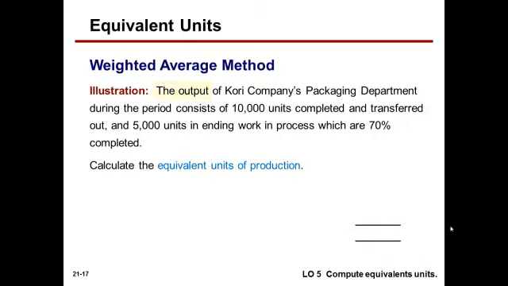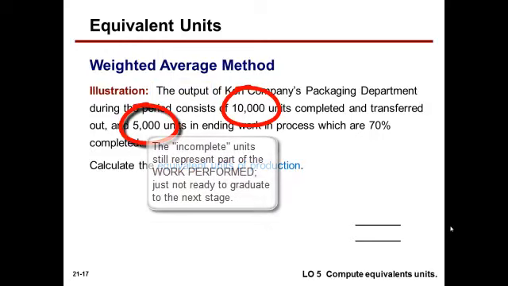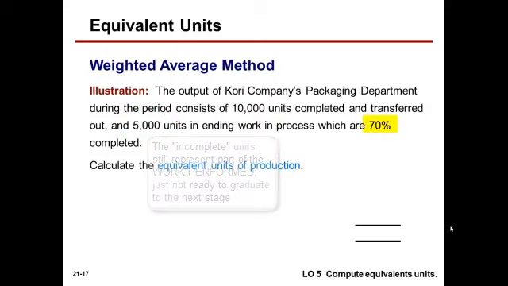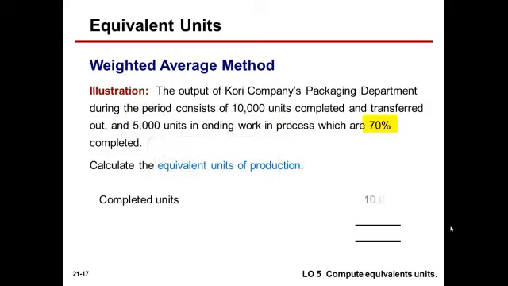Let's calculate the equivalent units of production for the Corey Company packaging department during a period of time. During the month, they completed 10,000 units, fully completed and transferred out, and they also worked on 5,000 more units that were still in ending work in process. They're not complete, they're only 70% complete, and therefore not done. What's the EUs for this period of time?